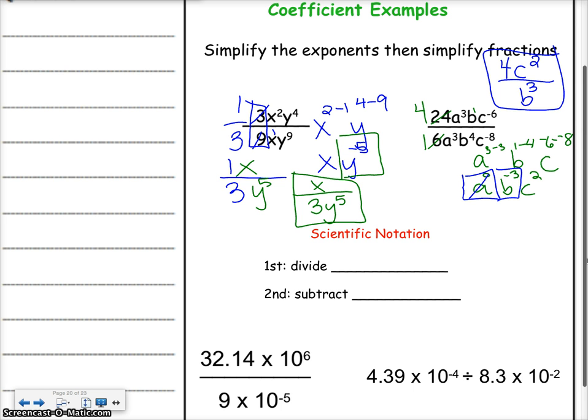Little intense with the coefficients. Coefficients are just kind of awkward. I mean, they're just kind of left to the side for a minute as you simplify all the variable stuff, and then you just got to bring them back in after you're done with them.